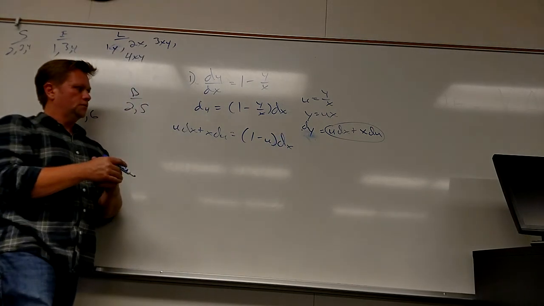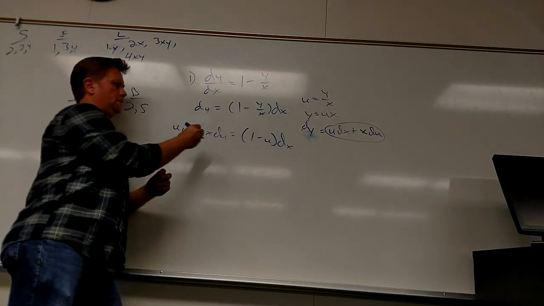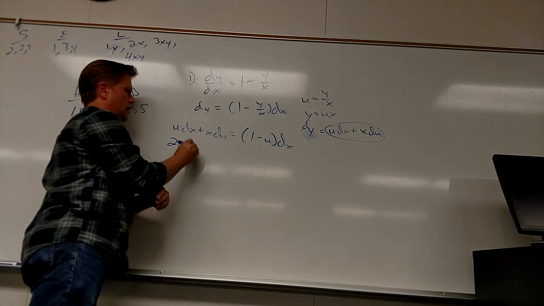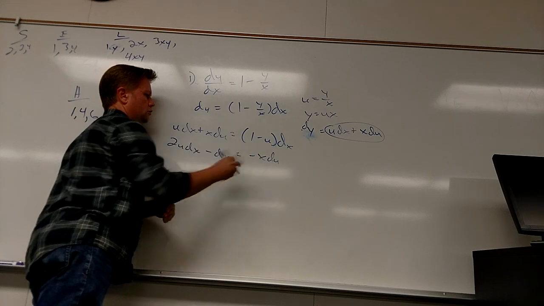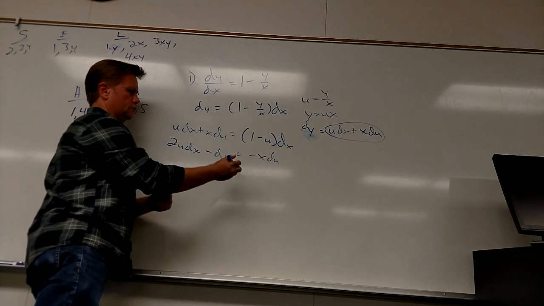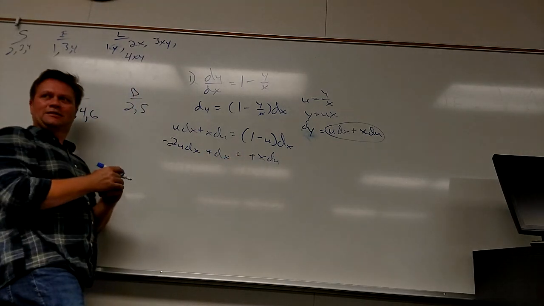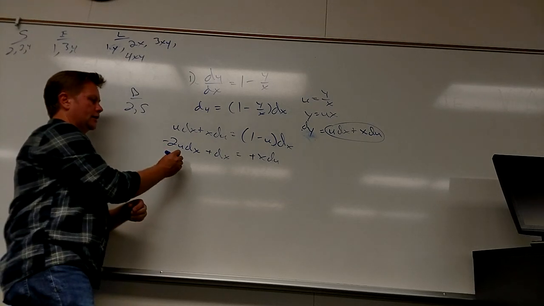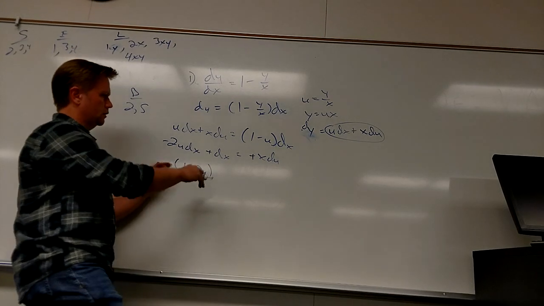We distribute dx. So then I get dx minus u dx. So I get 2u dx minus dx equals negative x du, or you can turn that around. I'm going to change my mind here. Plus negative? Is that all right? So now I have 1 minus 2u.